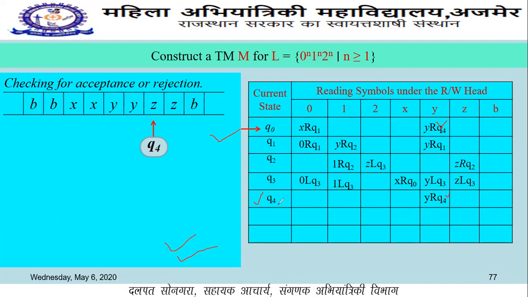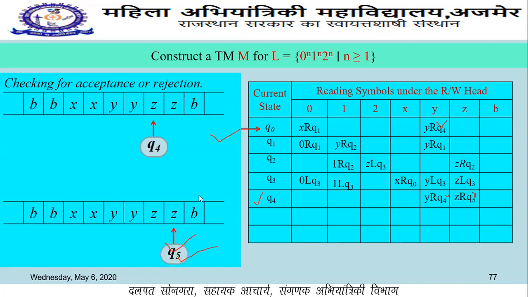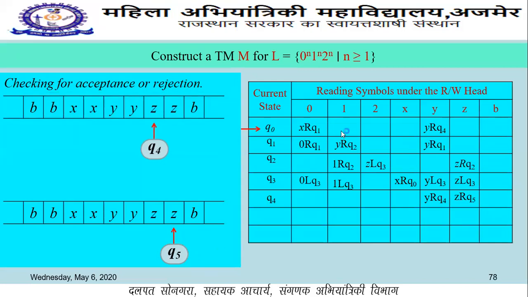So at q4, when we read z, here we write a next transition function. Like this, z is replaced by z, taking right-hand side and changing the state. And when we apply this transition function, we reach a next situation like this. I hope you understand.